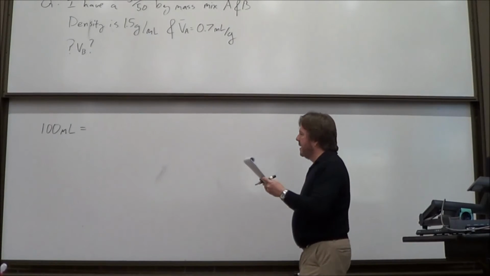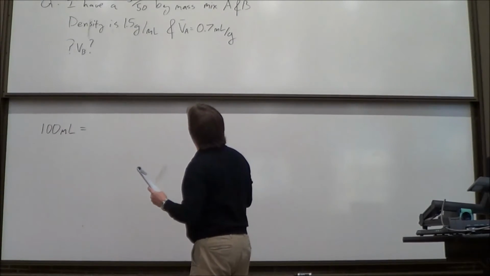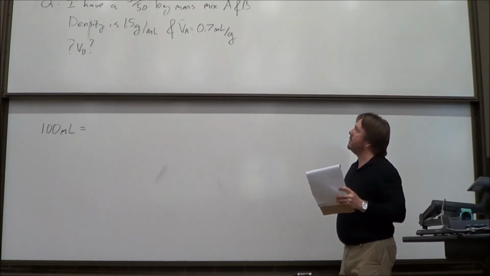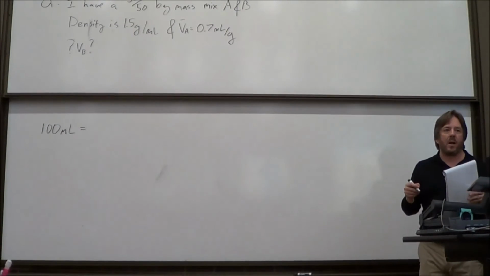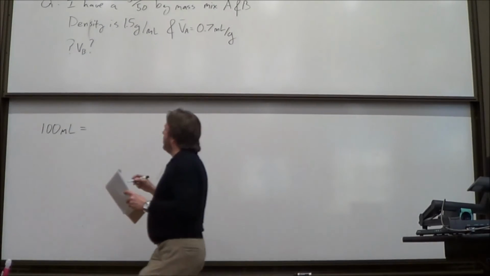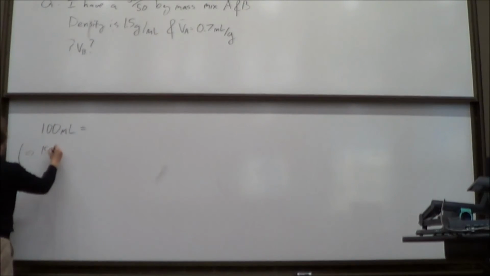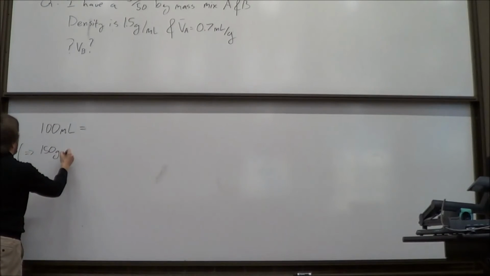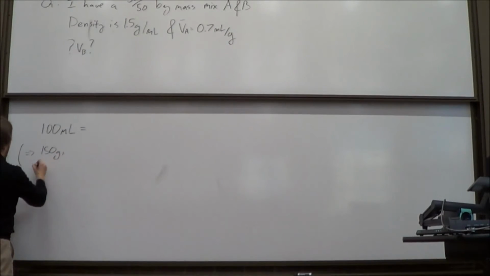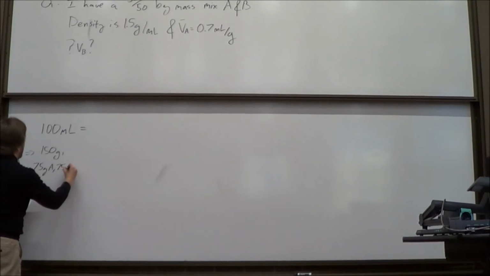Okay. Now what I have is, let's see. Therefore I have 150 grams, and 75 grams is A and 75 grams is B. Okay, so I'll write this off to the side. Therefore, you have 150 grams total. Now, I did that via the density. 75 grams of A, 75 grams of B.